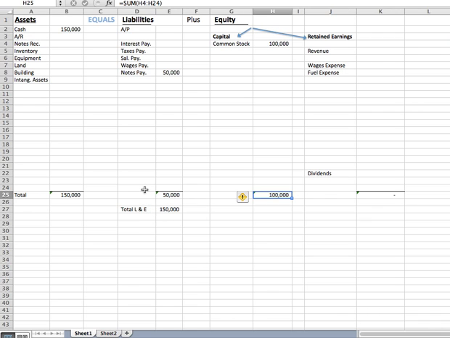Now let's say that the corporation goes out and purchases equipment for $5,000, paying cash for it. So what's going to happen? Well, one of its assets increased, equipment, $5,000. However, it used cash to pay for that equipment. So that asset, cash, decreased by $5,000.